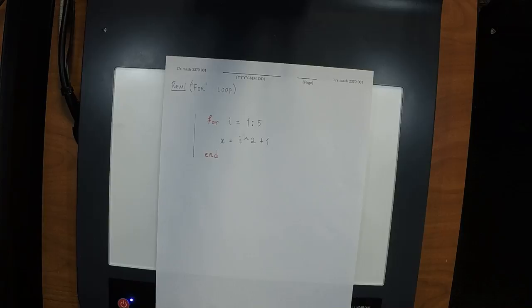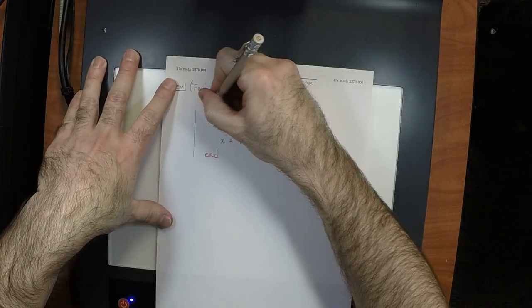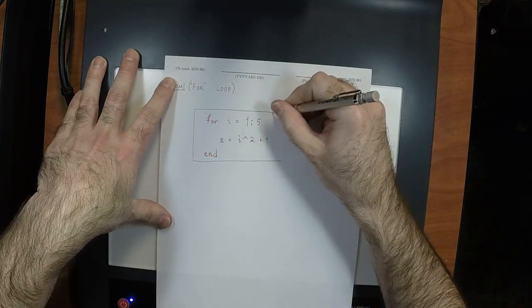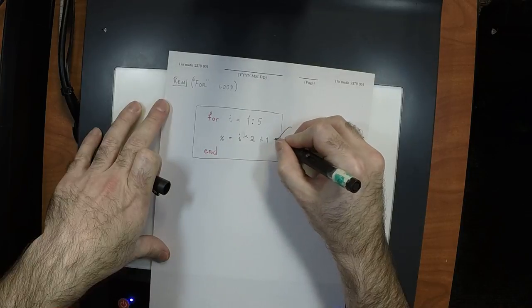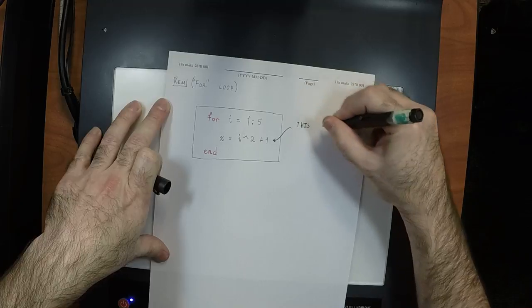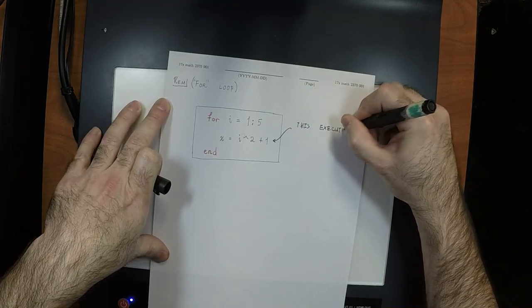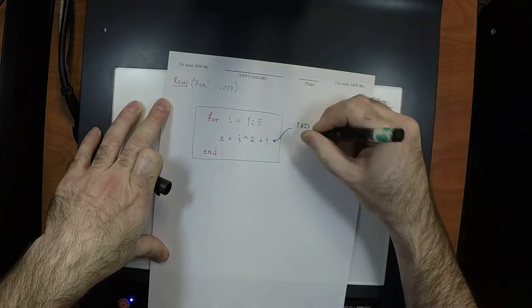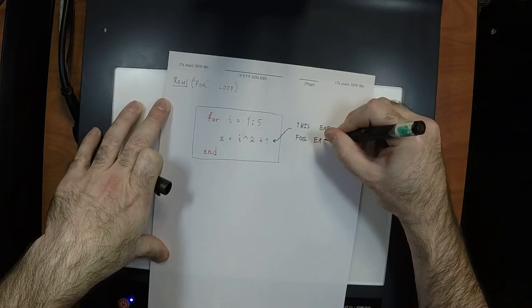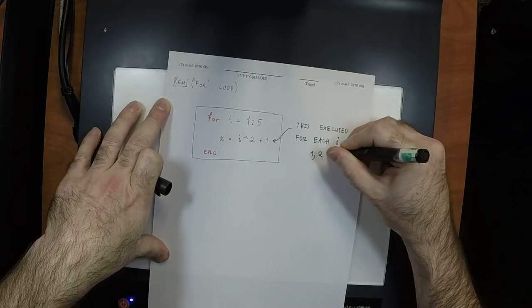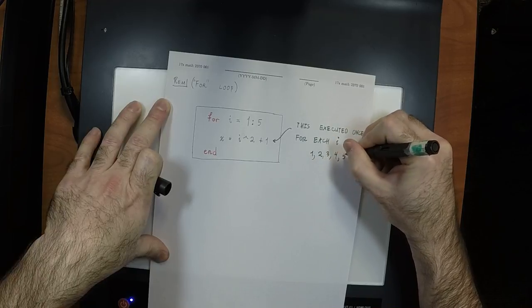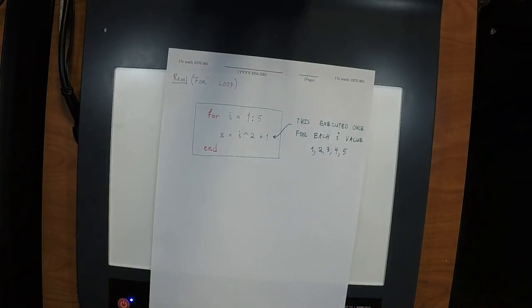So if you were to execute this code, what will happen is that this line of code will be executed once for each i value: 1, 2, 3, 4, 5. So that particular line of code that I'm pointing to in green will be executed exactly 5 times. Once for i is 1, once for i is 2, all the way up to 5, including 5.